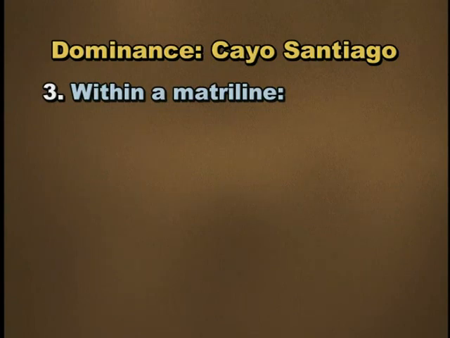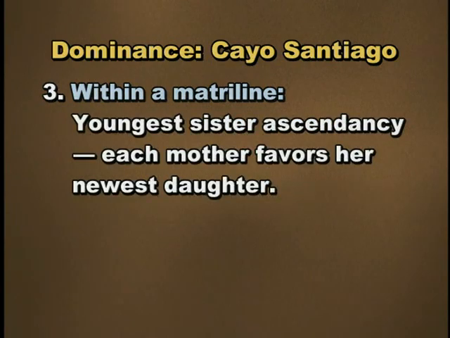Within a matriline, there's a particular rule that seems to obtain. Primatologists call this youngest sister ascendancy. And what this means is that each mother favors her newest daughter. And this may at first seem a little counterintuitive. You might think that the daughter who's older, who's been around longer, would be supported by her mother over a new one, but this is not the case. Now, an example may help here.